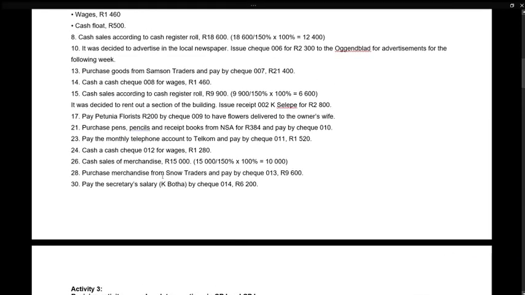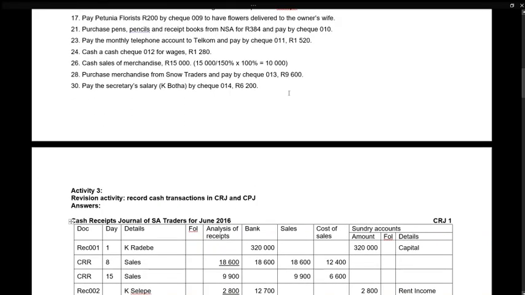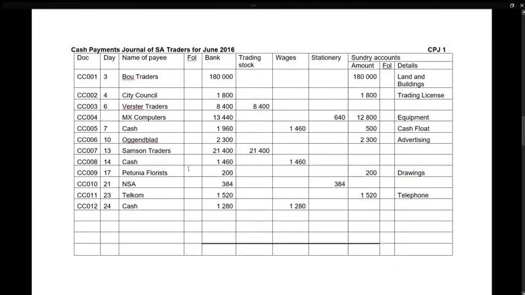Purchased merchandise from Snow Traders and pay by check 1013, and the amount was 9,600. Let's go and put that into my cash payment journal. So check counterfoil 013. It took place on the 28th. Who did we purchase this from? From Snow Traders. The amount that we paid them was 9,600, and the reason being trading stock.